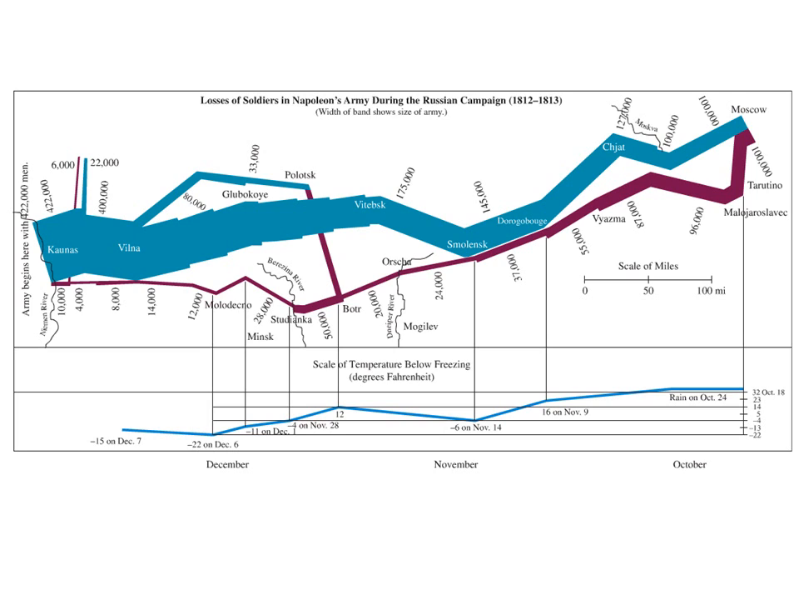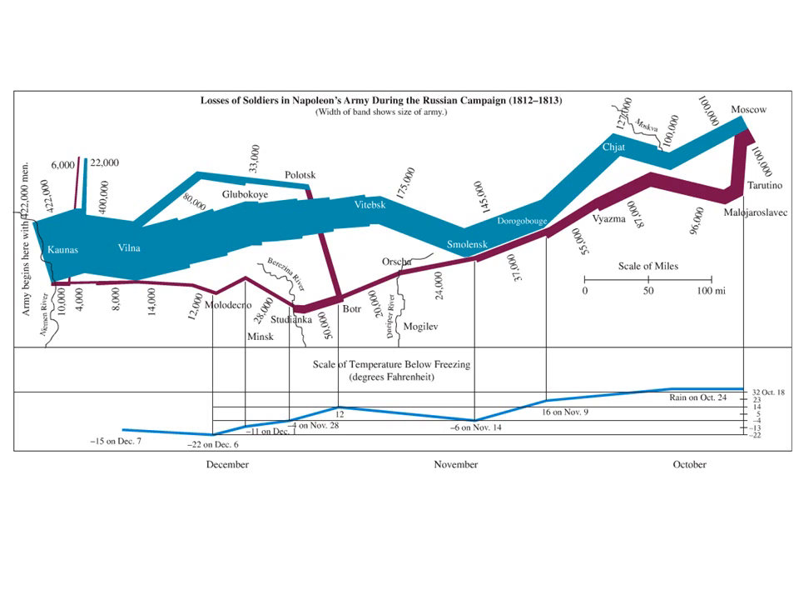The title here is Loss of Soldiers in Napoleon's Army During the Russian Campaign, 1812 to 1813. And if you know anything about history, you know that Napoleon tried to conquer Russia in the winter of 1812 to 1813, and basically it was a disaster. He lost basically his entire army. So this graph illustrates the direction that the army marched, the distance they marched, and the size of the army.